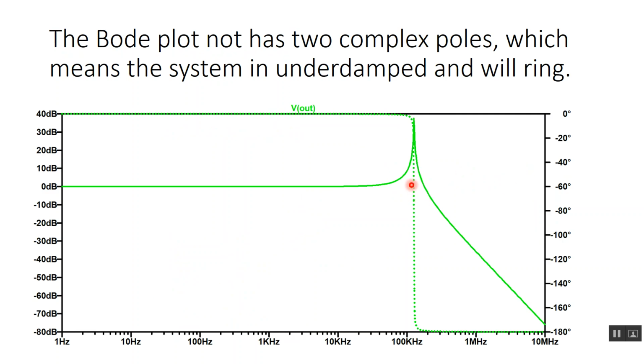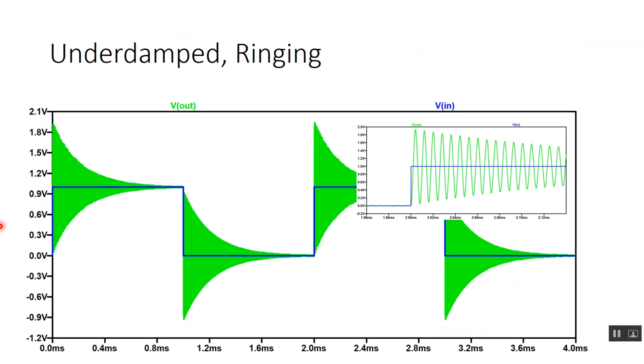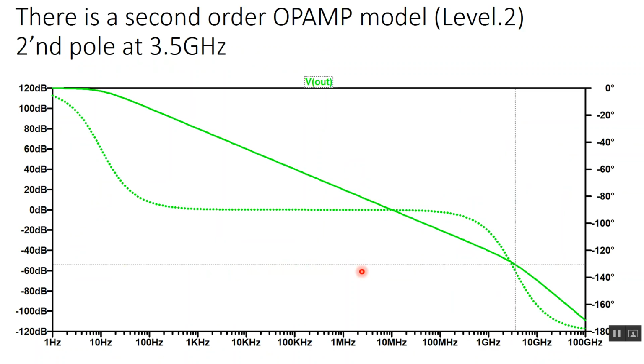So now the phase goes from 0 to 180 with almost zero transition, and you see this peak, which means it's underdamped, which means it's going to oscillate. So if I put in a step function, you can see this is, I set the example to be really oscillatory, so it'd be quite obvious. And we zoomed in here, right? Now, let's try a different op amp model.